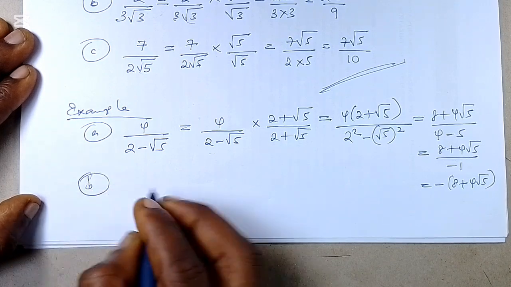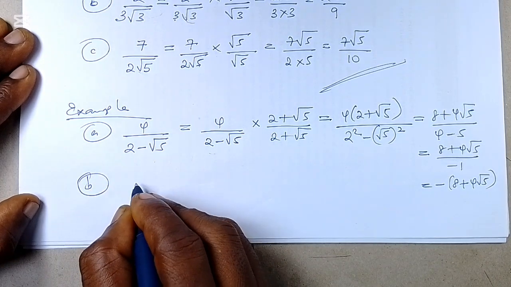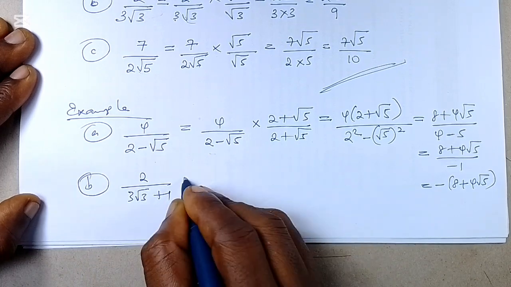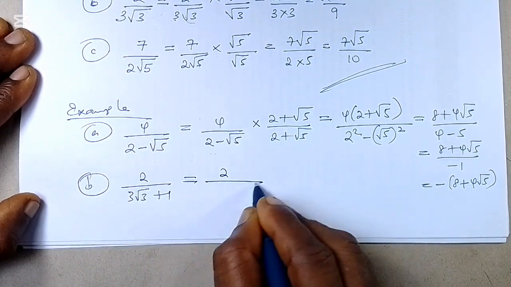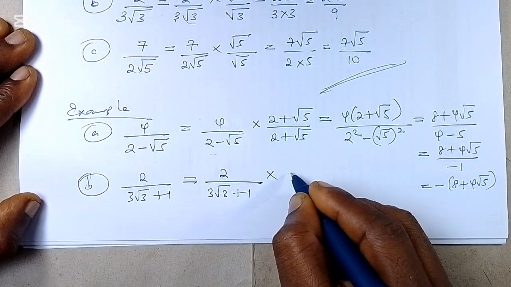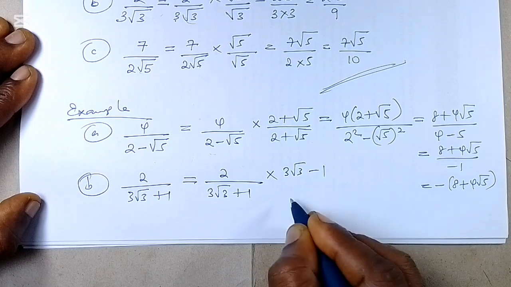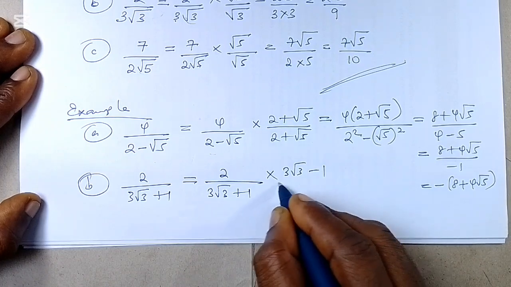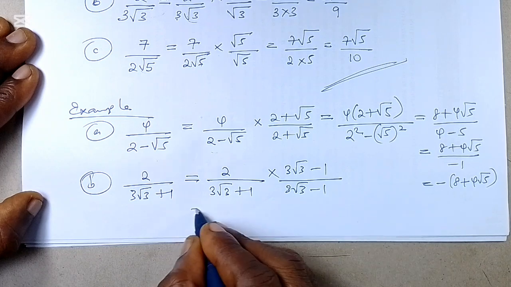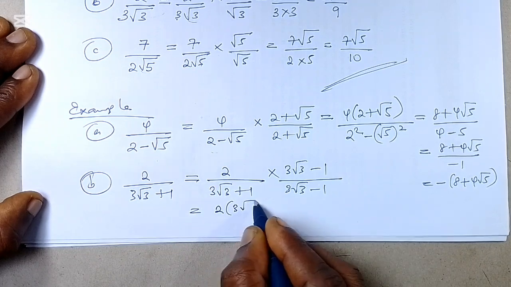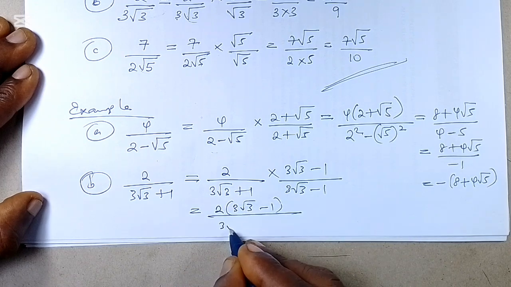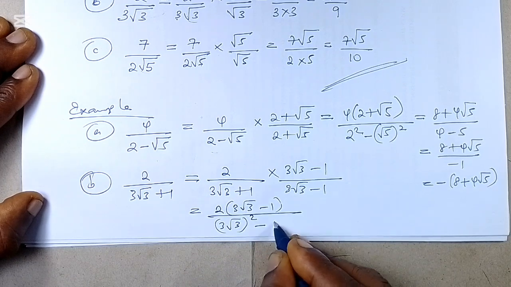Now, what if I gave you another problem of this nature? That is, I gave you a problem such as 2 over 3 root 3 plus 1. All you would have to do will be, again, to multiply by the conjugate of this surd. So the conjugate will be, in this case, 3 root 3 minus 1, since this is 3 root 3 plus 1. And this will be 3 root 3 minus 1 also. Now, when you multiply, this will give you 2 in bracket 3 root 3 minus 1 all over the difference of 2 squares, that is 3 root 3 all squared minus 1 all squared.